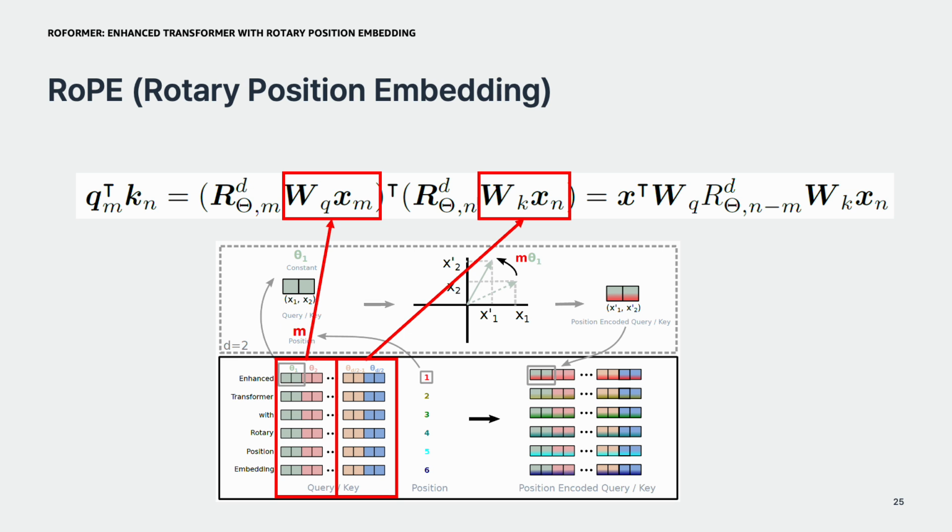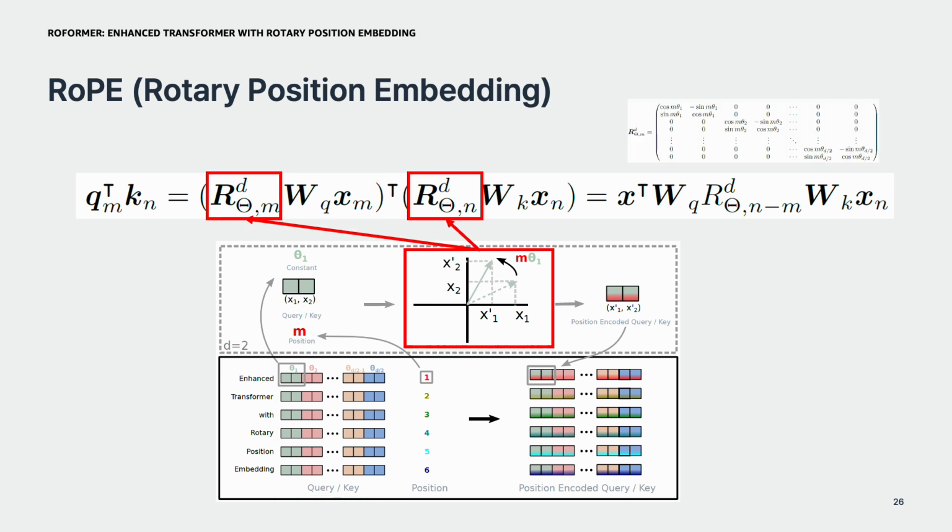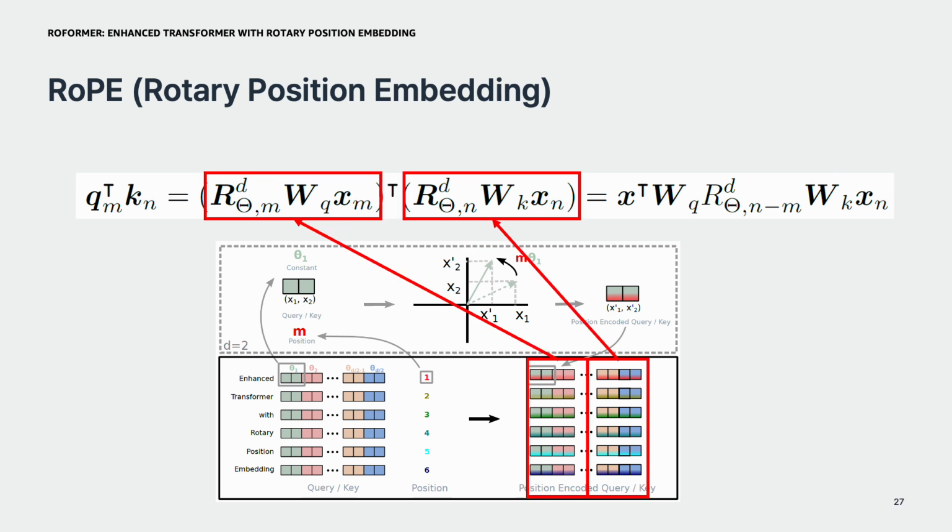Finally, the overall process can be illustrated as follows. First, the query and key are constructed using embedding tokens. Next, the rotation matrix corresponding to each token's position is applied. Then attention is computed using the rotated query and keys.